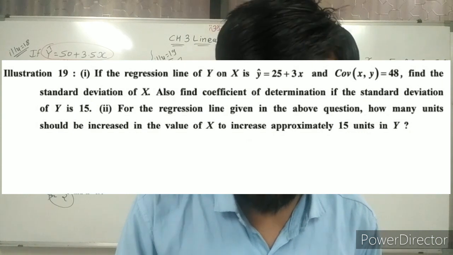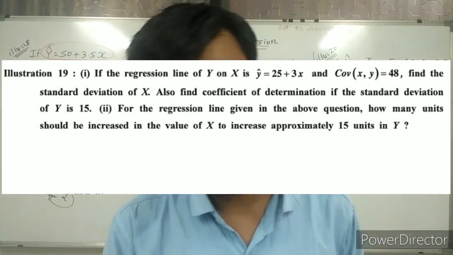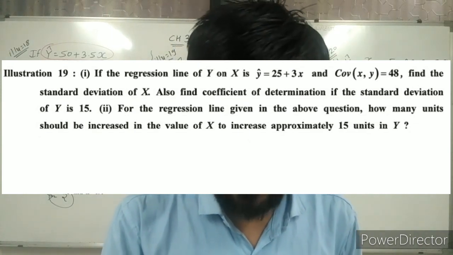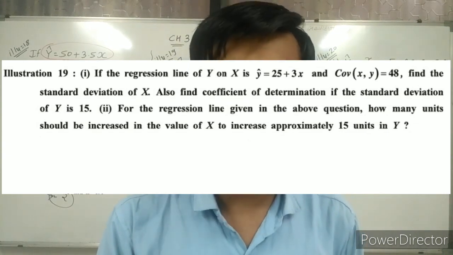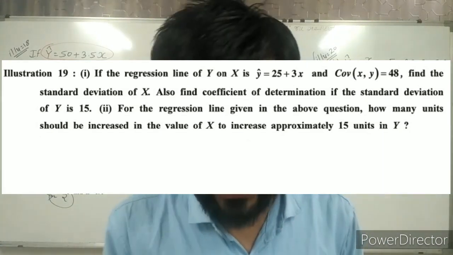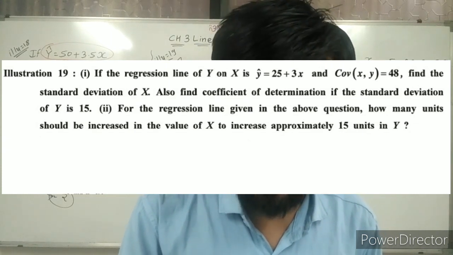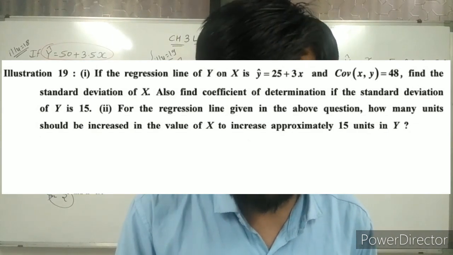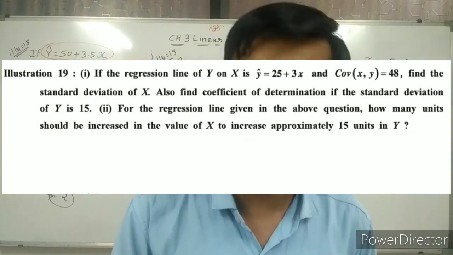Also find the coefficient of determination if the standard deviation of y is 15. In this first question, the second part is: if standard deviation of y is 15, find the coefficient of determination. It means r square. Now the second question: for the regression line given in the above question, how many units should be increased in the value of x to increase approximately 15 units in y?